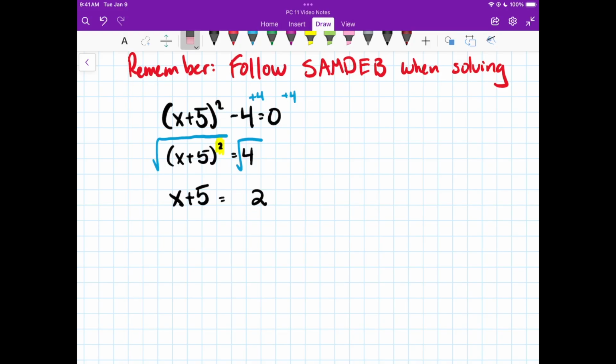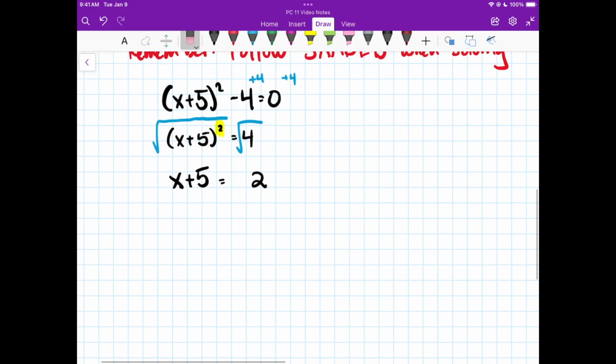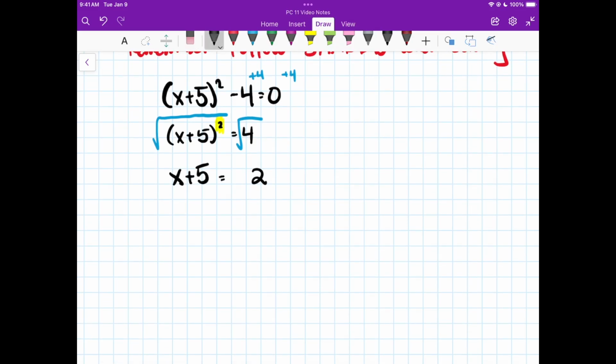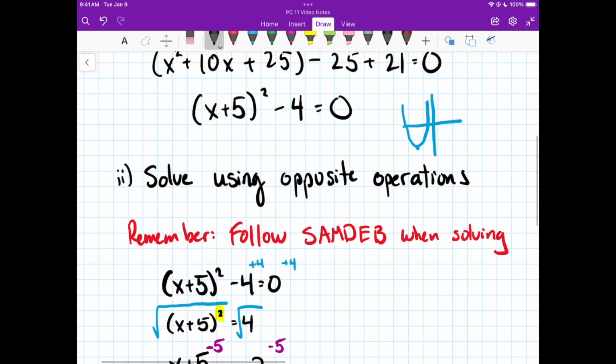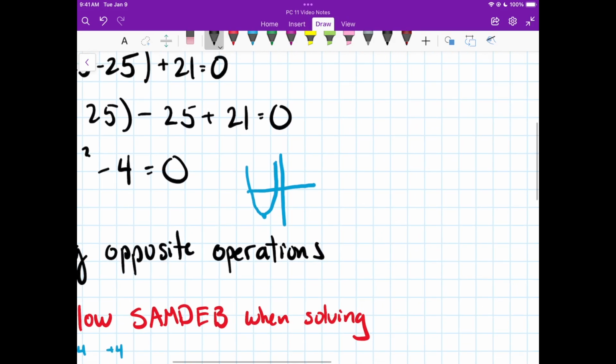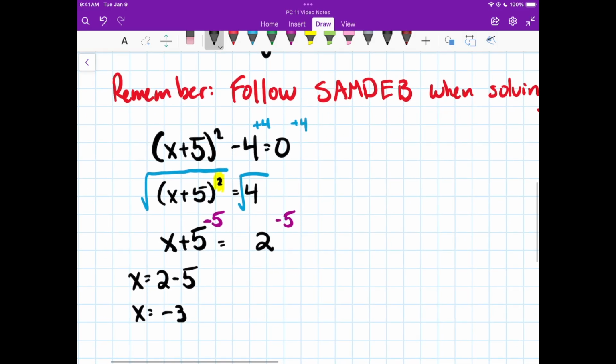So we've got x plus 5 equals 2. And so to solve this, at this point we just need to move the 5. So we're going to subtract 5 on both sides, which gets me x equals 2 minus 5, which is just 3. Or sorry, negative 3. And so that seems pretty easy. But remember what I was saying earlier, we should have 2 solutions, right? But it seems like we only ended up with 1.